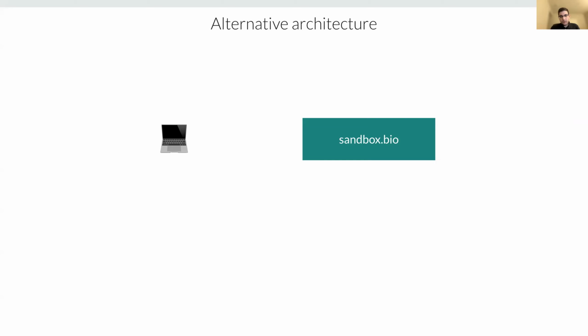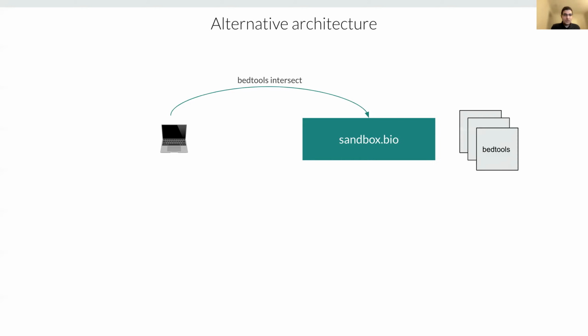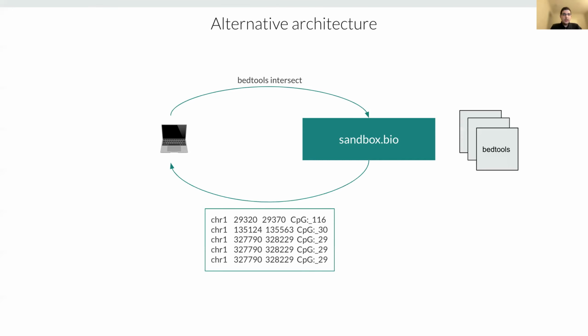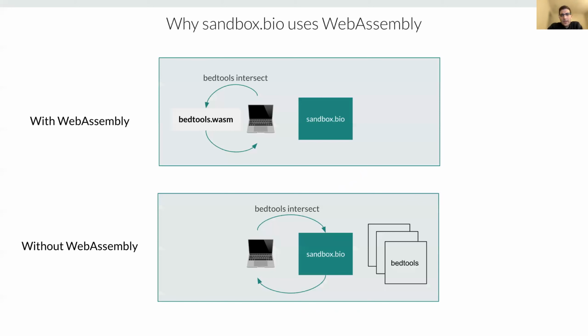Alternatively, a more traditional architecture would have looked a little different, where the web app would make an API request to our server saying, I would like to run this bedtools command. The server would then have to find some available worker nodes, give them the command, execute it, and then return the result to the user. So as you can imagine, this can get a bit involved.